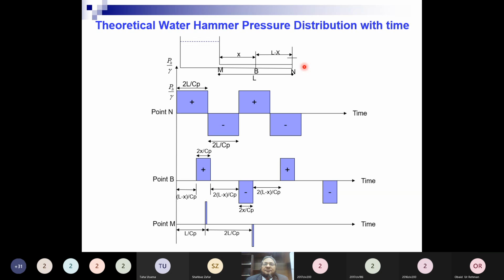Is it clear? So this we discussed already in the previous lecture. Today we are only refreshing it.